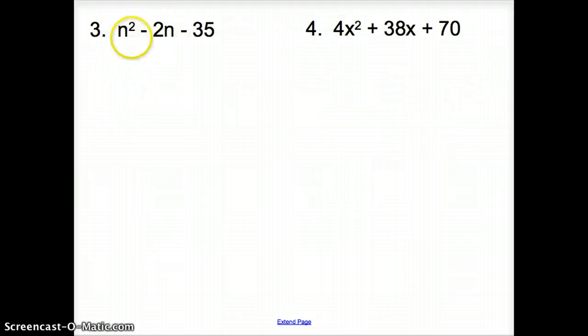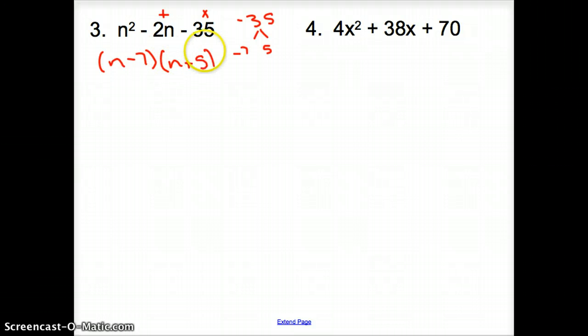Moving on to number 3, here we go. We have 3 terms. When we have 3 terms, again, what can we take out? Well, we can't take out anything. So now we are going to multiply to negative 35, add up to a negative 2. So what multiplies to a negative 35? I know that 7 and 5 multiply to 35, but we're adding up to a negative, and we have to multiply to a negative. So multiplying to a negative tells me that one of these has to be a negative. When I add up to a negative, I know the bigger one has to be negative. So the 7 is going to be negative, so it's going to be n minus 7 times n plus 5.